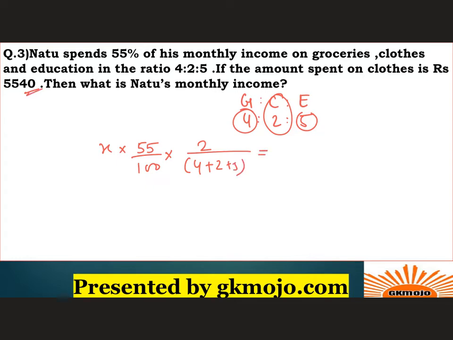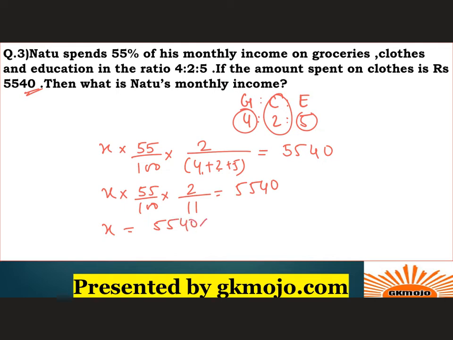And this is given to you as 5540, right? This is given to you as 5540. Basically, x into 55 by 100 into 2 by 11, 4 plus 2 is 6, 6 plus 5 is 11, is equal to 5540, right? So we shift this 11 over here, and this 55 and 2 in the denominator. So you get 5540 into 100 into 11 divided by 55 into 2. Alright, 11 ones are 11, 5 fives are 25, 5 ones are 5, 20s are 2, 1 ones are 2, 10s are. So in the end what we have is 55400, which is the monthly income of Nattu.